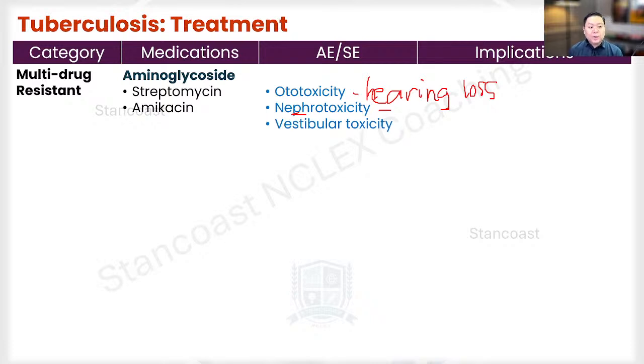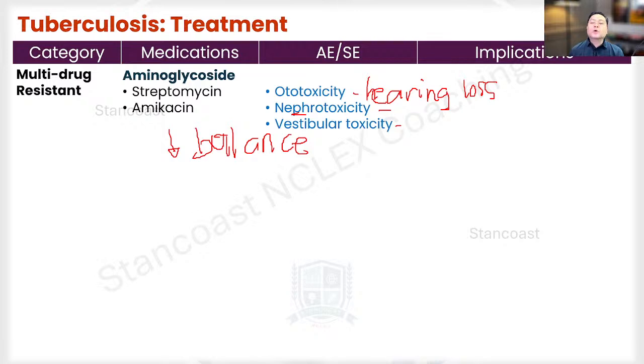Okay. Now, another side effect of the aminoglycoside classification is that it can lead to vestibular toxicity. So what's going to happen to the patient when they have that vestibular toxicity? Well, it can impair their balance. Okay, so there will be unsteadiness. Their gait will become problematic.